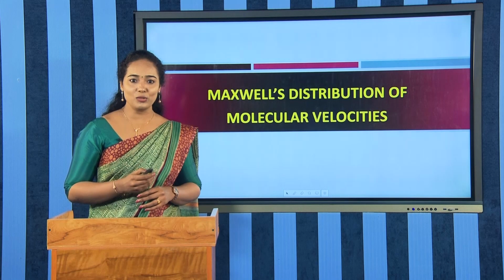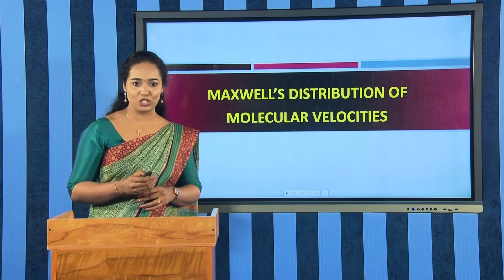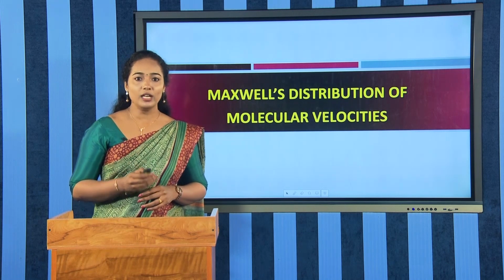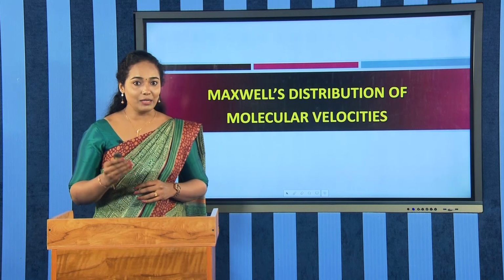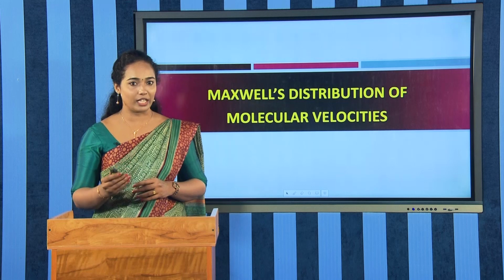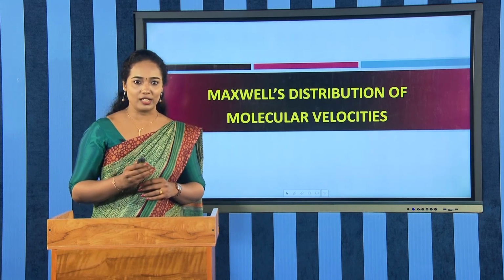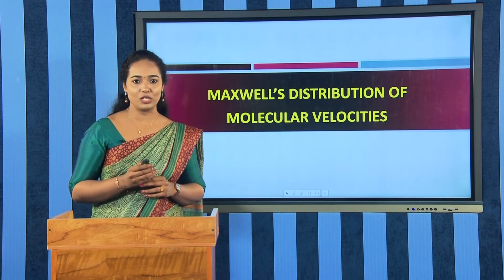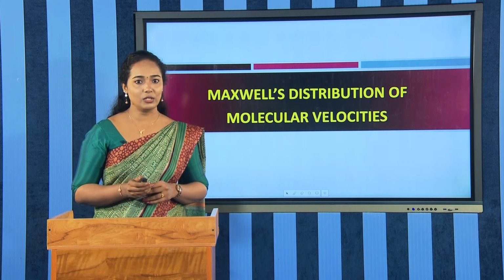Maxwell's distribution of velocities essentially gives us the most probable distribution of speeds of gas molecules in a gaseous system. We know that by kinetic theory, gas molecules are constantly moving in all directions, and during their motion they collide with one another and also with the walls of the container. During these collisions there will be an interchange of momentum, and this will result in the change of velocity of both molecules involved in the collision.